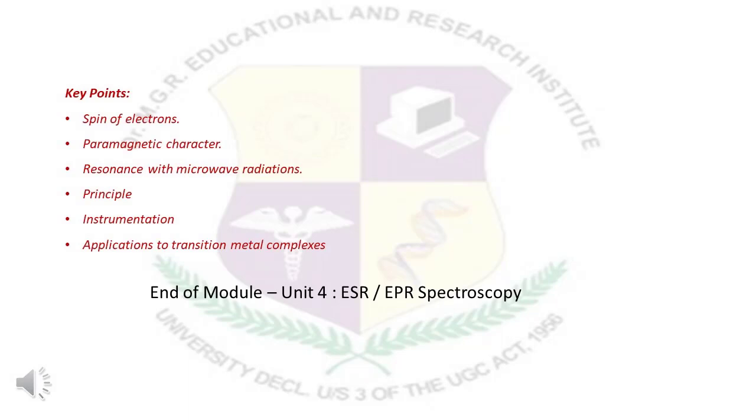Let us see the key points of this ESR spectroscopy. The spin of the electrons and the paramagnetic behavior of the elements or compounds are considered here. The degenerate energy states after applying the magnetic field, and the resonance of the spinning of the electrons with respect to these two energy states after passing the microwave radiations, are considered as the principle here. The instrumentation of the spectrometer is also seen elaborately. Application to transition metal complexes like chromium and manganese is also seen. Cluster-like compounds can be subjected to ESR spectroscopy to find out the number of electrons and the geometry of it.